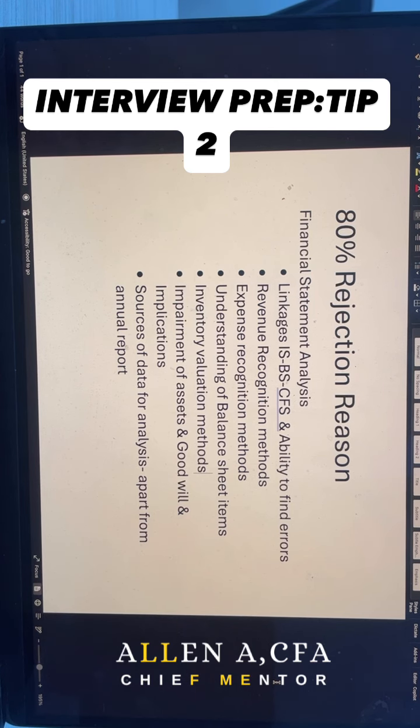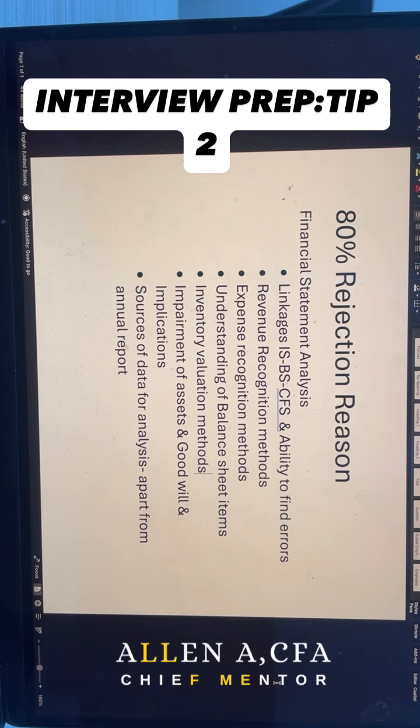to financial statements, because believe it or not, 80% of the reasons why students get rejected in most of the core finance interviews is because they are not very good with financial statements, right? Now, what do I mean by financial statement analysis? It's not just knowing the three financial statements. It is about understanding, at the application level, the linkages between income statement, balance sheet, and cash flow.